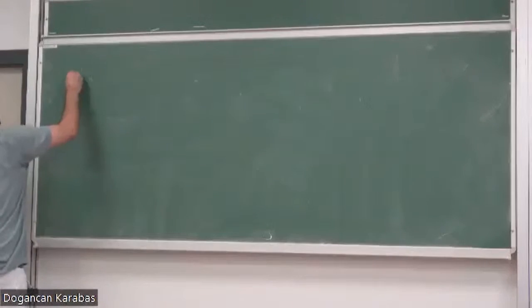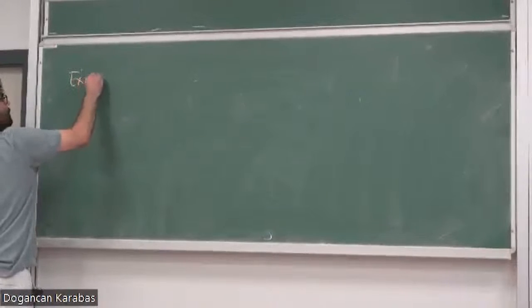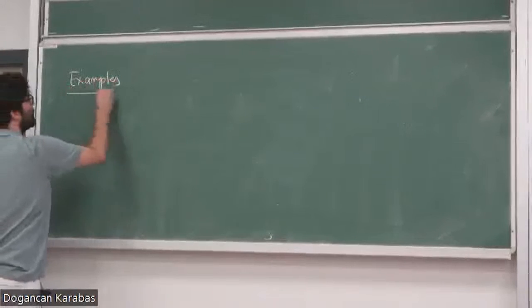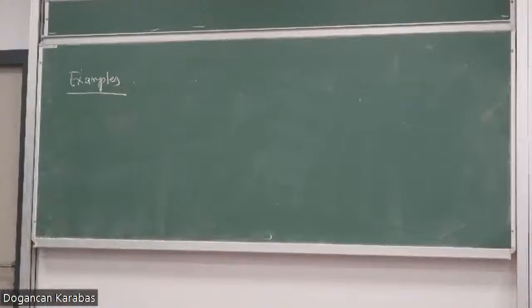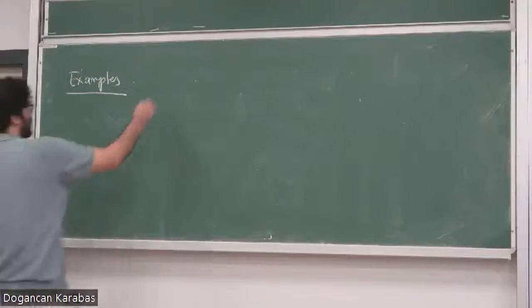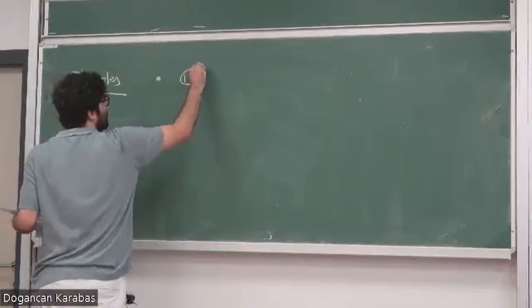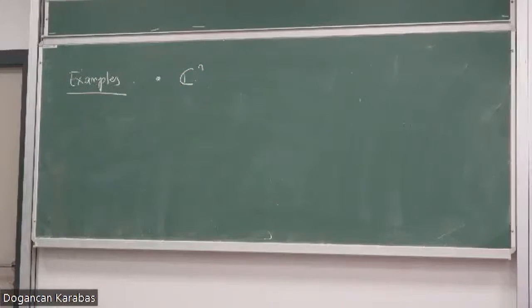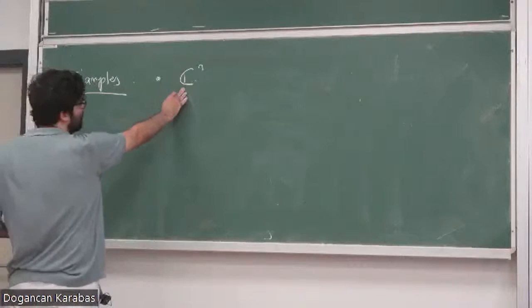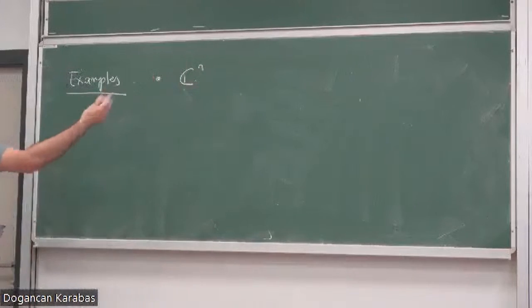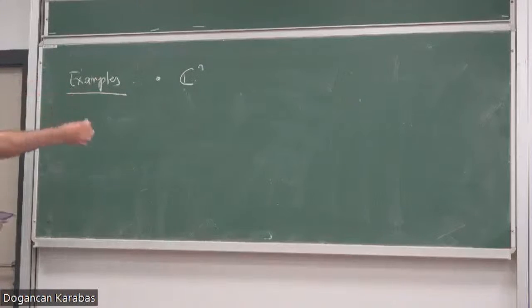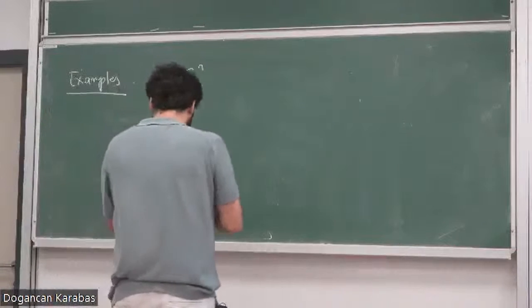Okay, so now some examples. The main example is Cn. Cn is a complex manifold in a natural way, and it gives rise to a real manifold with this operator J. I just wrote the formulas, the local formulas, which are all the formulas here for defining the structure.